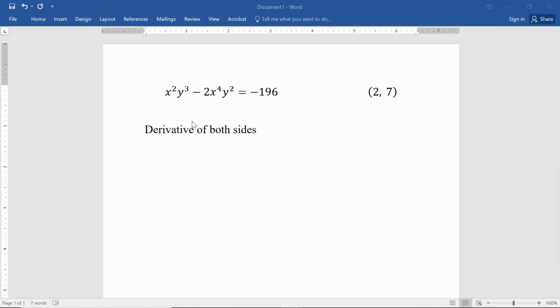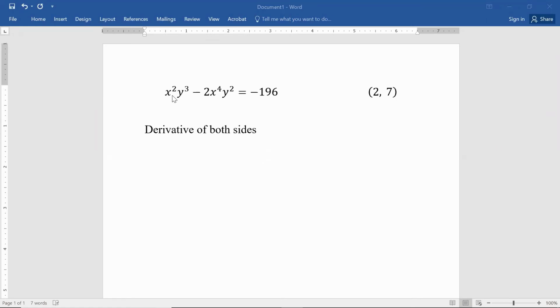Okay, the first thing we have to do is look at this equation and take the derivative of both sides. Now you'll notice that we have 2 pieces in here. And each of those pieces, each of those terms needs to have both a product rule and a chain rule applied when taking the derivative.